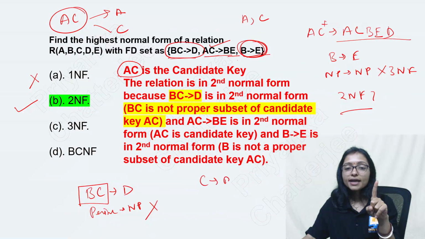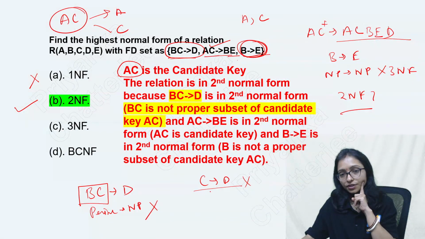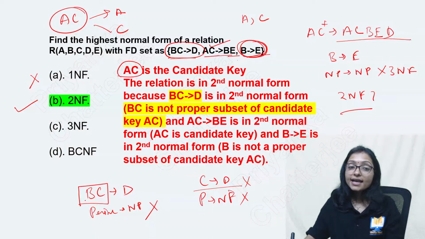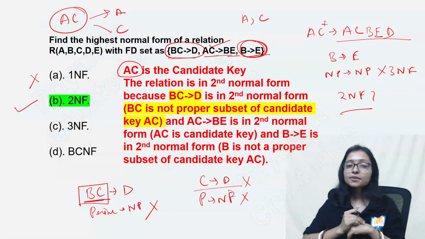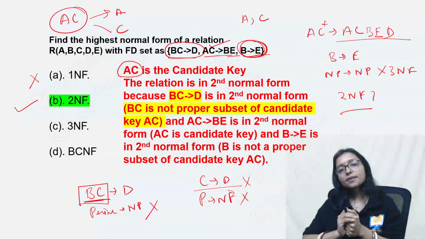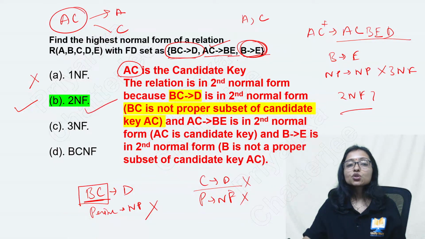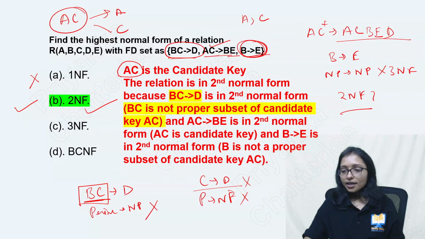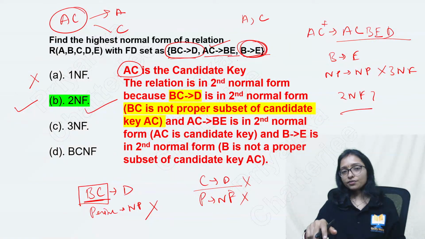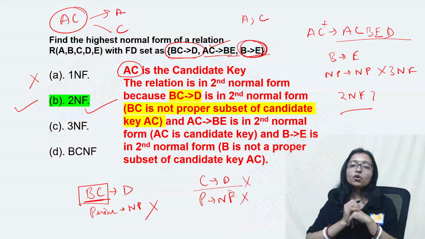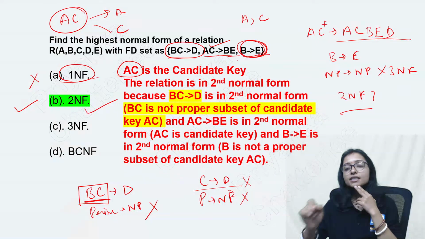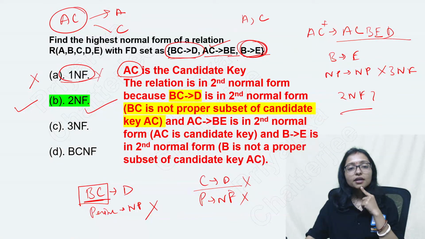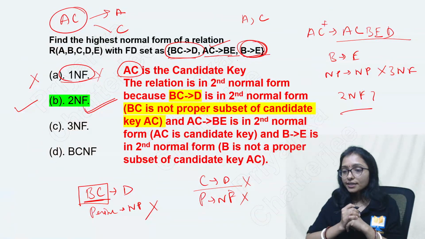If you were saying C implies D, then it is not in 2NF, because that means it is prime to non-prime. Then it is not 2NF. But as B is combined with this, it is not a proper subset. As it is not a proper subset, that's why it is in 2NF. This is the reason it is in 2NF. This concept is very, very important. Maximum students, 99% of students, will say it is in 1NF, and that is a wrong answer. It is in 2NF. Got it?